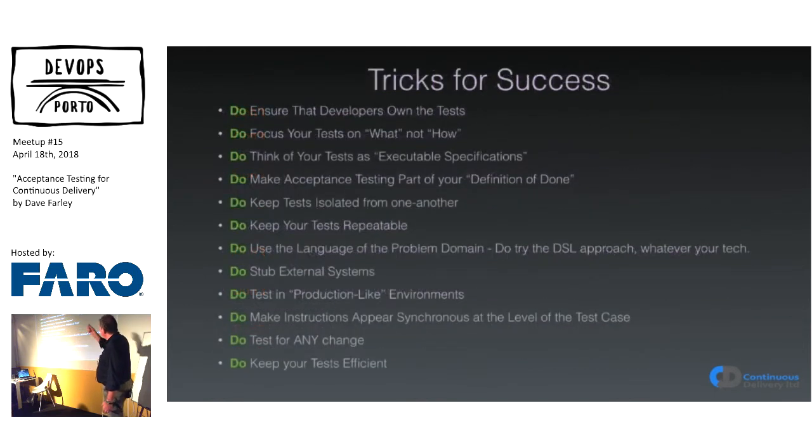So do ensure that developers own the tests. Do focus the tests on what, not how. Think of tests as executable specifications. I think it tends to put your mind in the right place to get some of these things right. Make acceptance testing part of your definition of done. Make it a normal behavior of the team.